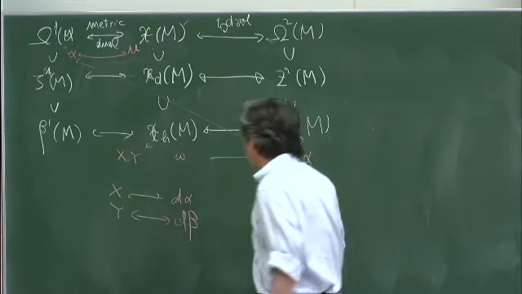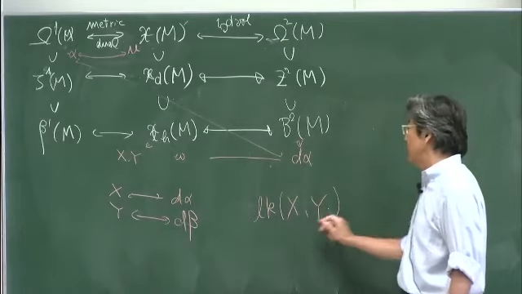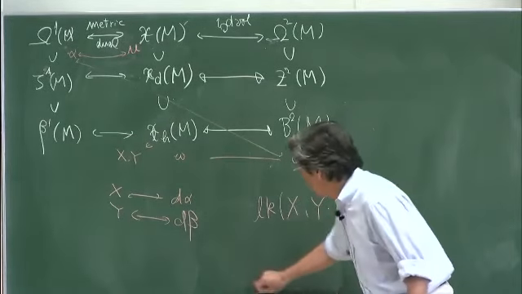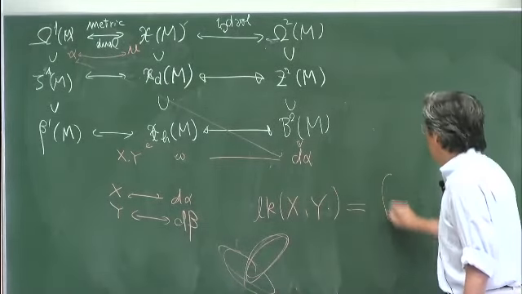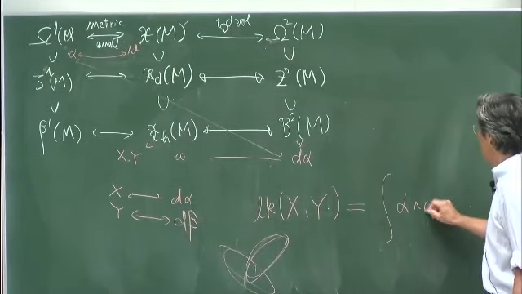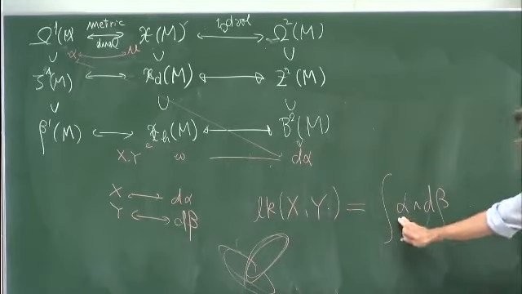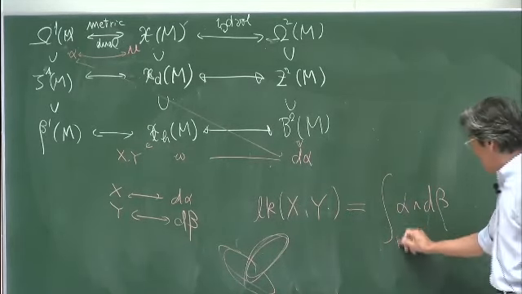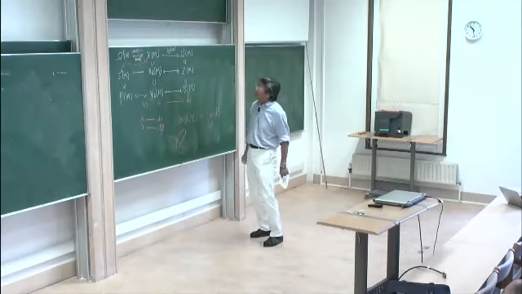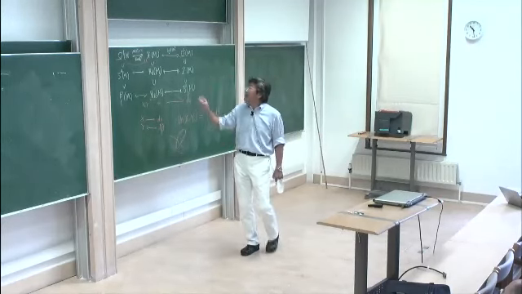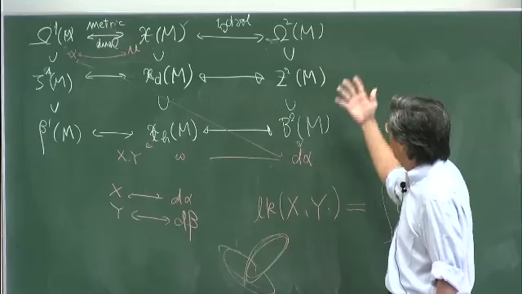And in fact, we can define a linking, asymptotic linking. This is the asymptotic linking of the vector fields x and y. And this is nothing but the integral of alpha wedge d beta. Simply that.